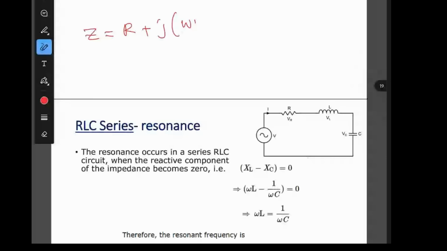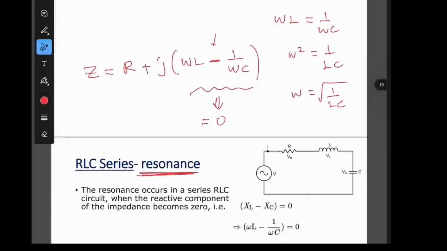Okay, again, we have Z equal to R plus J omega L minus 1 over omega C. Okay, for resonant means that this part becomes 0. Okay, J part is 0. So how to get 0? We just equate it. Omega L is equal to 1 over omega C.